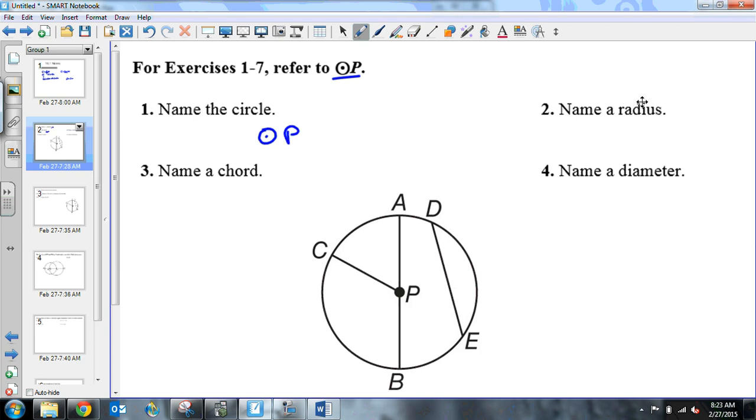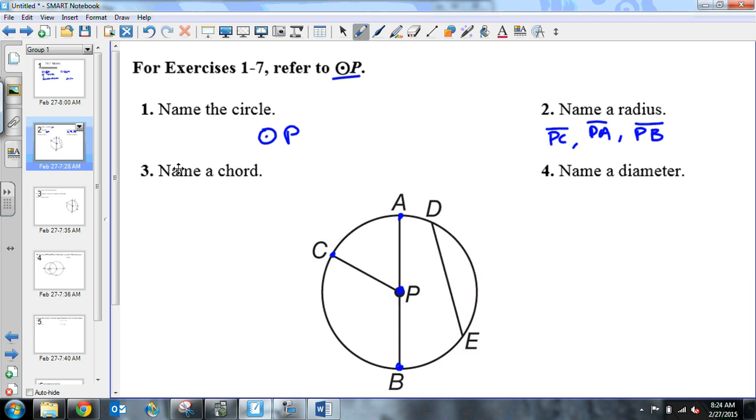It says name a radius. Well, I've got a few. A radius is the distance from the center of the circle to the outside. In this picture, segment PC is a radius, segment PA is a radius, and segment PB is a radius. Notice that in each of these segments, I include point P.